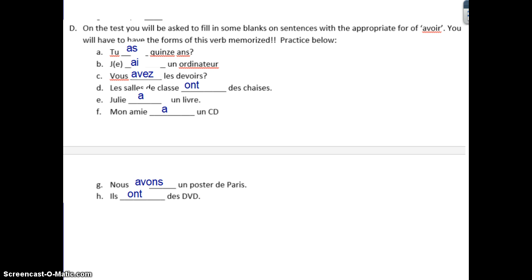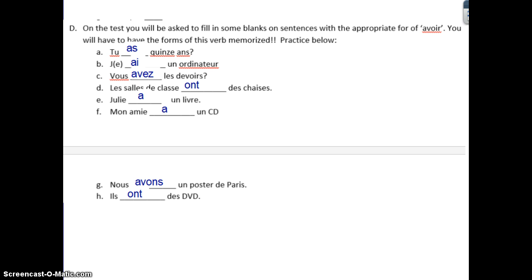Part D is just straight up whether or not you have your forms of avoir memorized. So if you need to, go ahead and pause the video and watch that song again with the G-A-I-2-A-A-S, I-A-L-A. Nous avons, vous avez, ils et elles ont. And you can go ahead and practice that and make sure that you're ready.